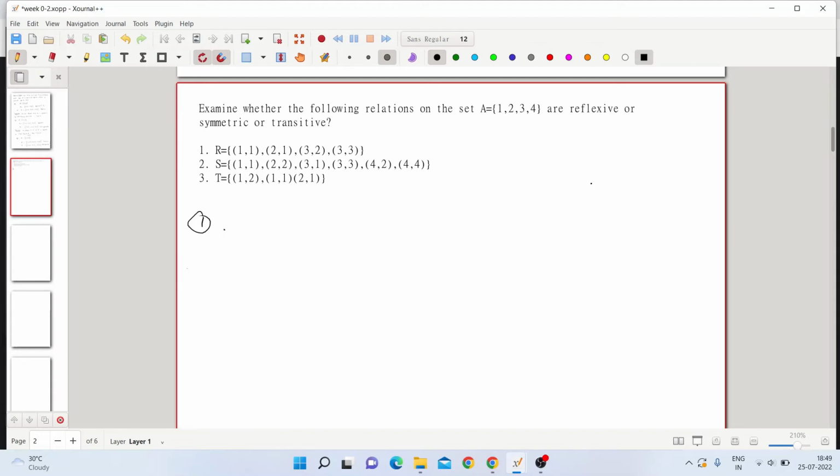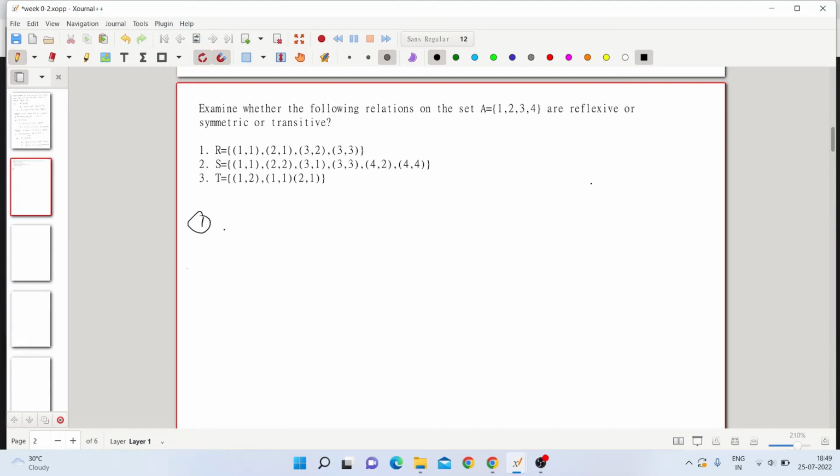The reason is (2,1) and (1,2) are in T, but (2,2) is not in T. So we have examined all the cases of this example, that is whether R, S, T are reflexive, symmetric or transitive.